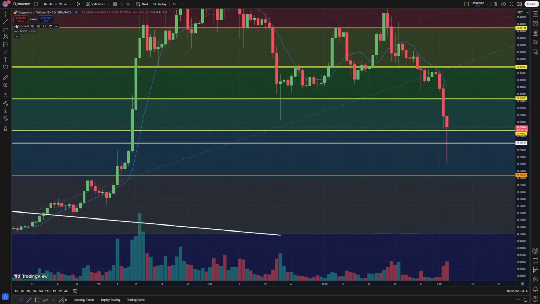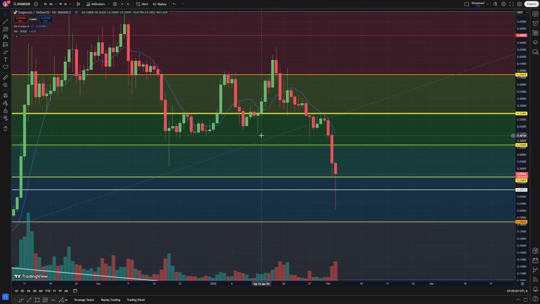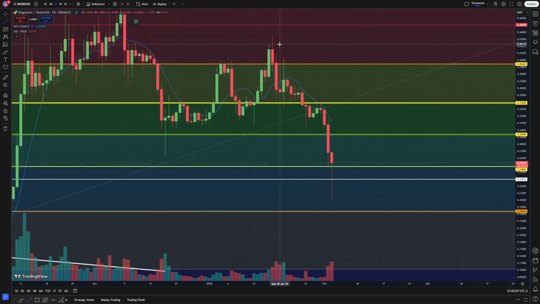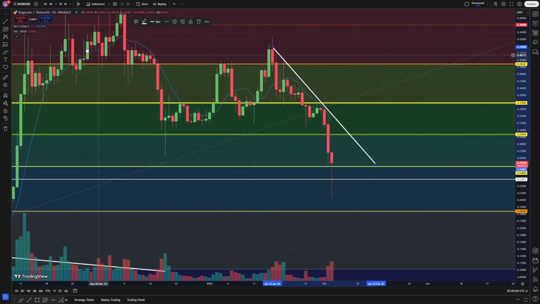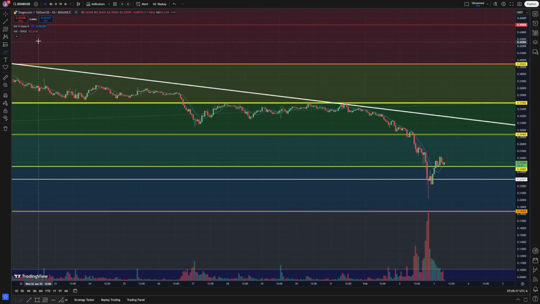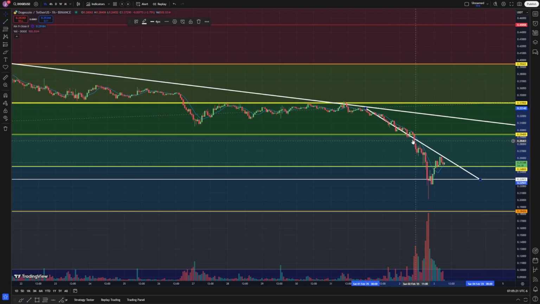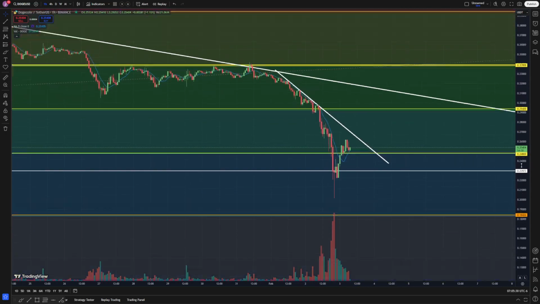But yeah, let's see. Back to the daily time frame. We have this downtrend right here, and I think we need to break that downtrend, at least going to the upside. There's another one right here as well on the 1 hour time frame. Something like this, and we need to break both of these trends to the upside if we really want to start getting bullish.